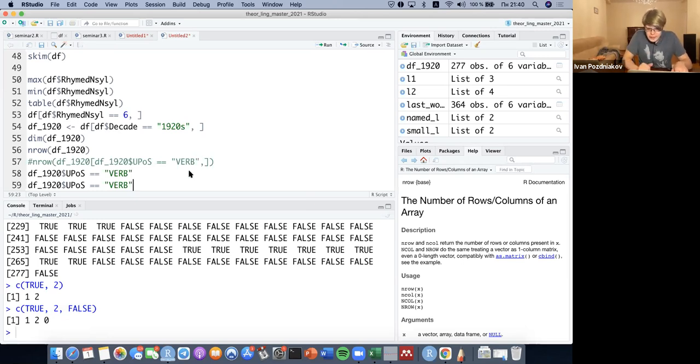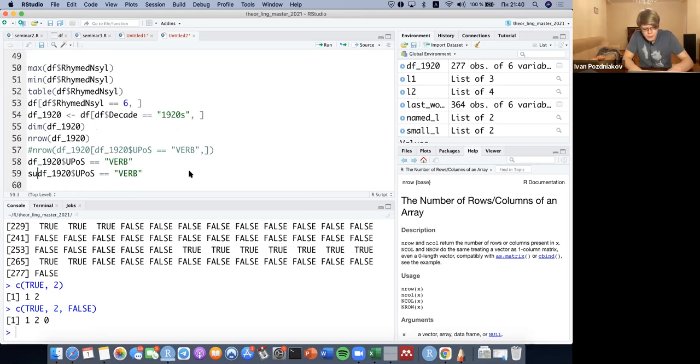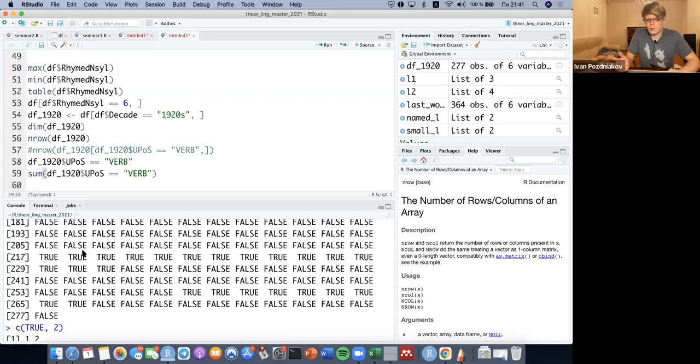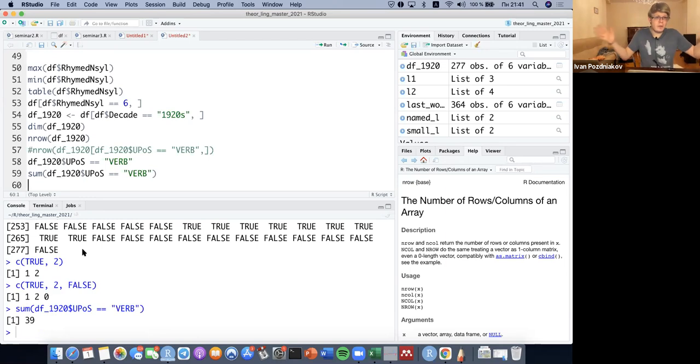Why do I remind you about that? Because the function sum is usually applied to numbers, right? On logical vectors it can be considered a particular example of coercion. Inside this function it works a bit differently, but it definitely calculates the number of TRUEs if you use sum on a logical vector. It converts FALSE to zero and TRUE to one, then calculates the sum of this vector, and you get the number of TRUEs in the vector. So it's an easier way to calculate the number of verbs in the vector.